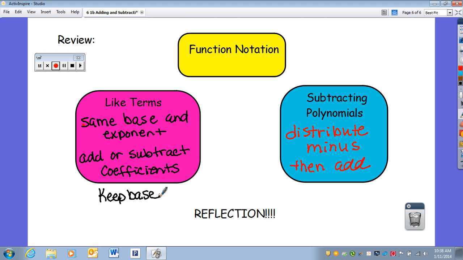Continue to work on your vocabulary and remember to complete the reflection.